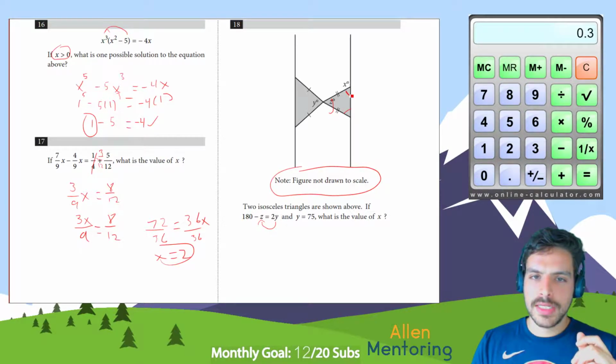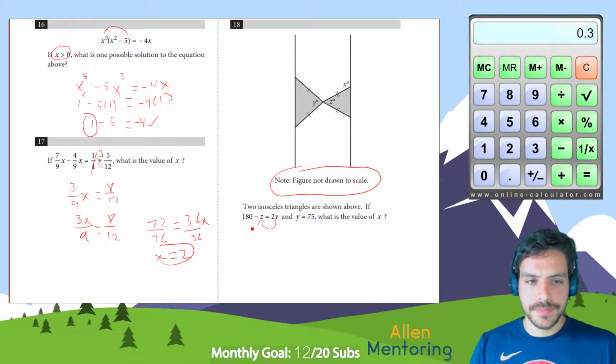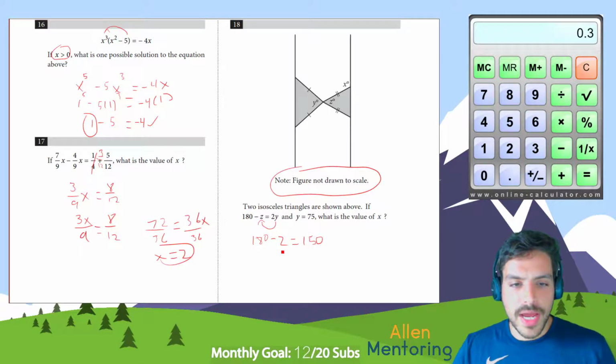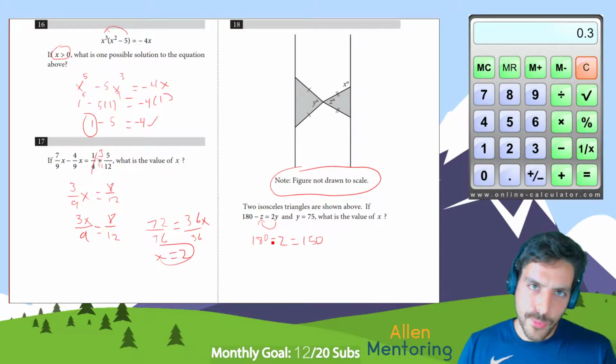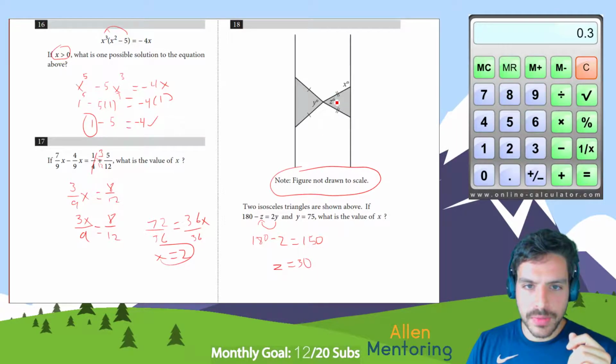And once we know what this guy is, we can then find the supplementary angle there. So that's going to be the strategy. Let's put this into action. So 180 minus z is equal to 2 times y, which is 75. And 2 times 75 is 150. So now that we have 180 minus z is equal to 150, well, 180 minus what is equal to 150? We know that z is equal to 30, okay? So z is equal to 30.